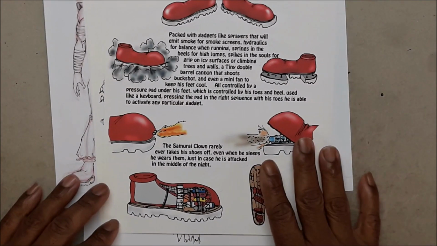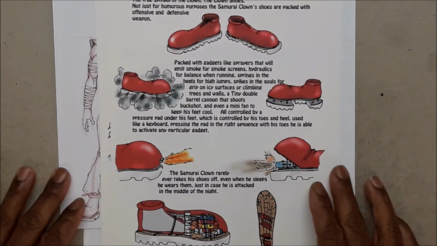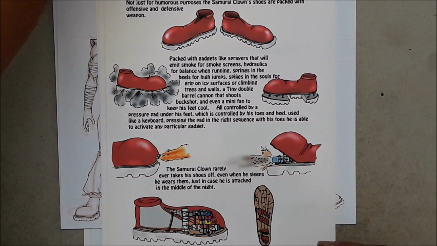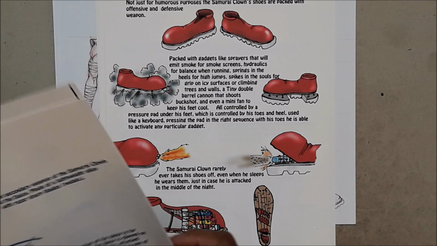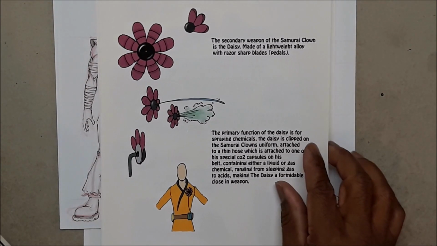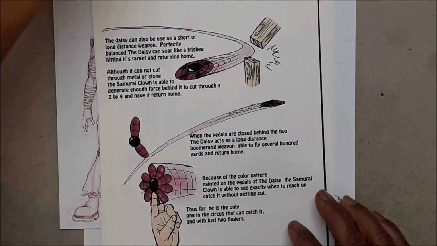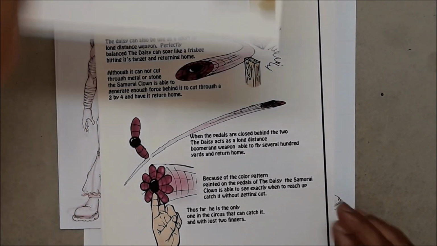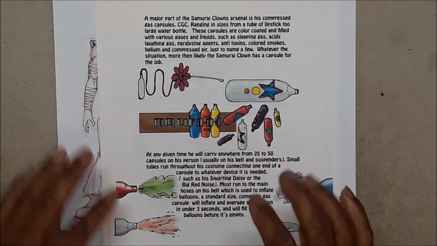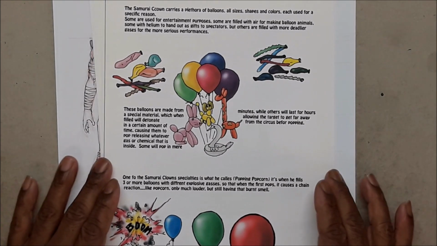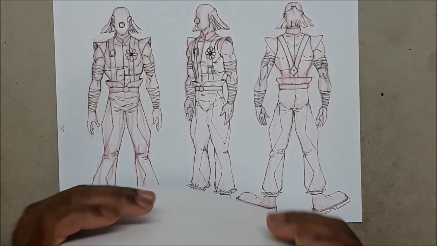His shoes. He never takes his shoes off, so the shoes have a bunch of gadgets to them. The flower, Miss Daisy, has gadgets to it as well. It can turn into a boomerang, or it sprays stuff, or it cuts. And then his capsules, all of these weapons that he has have functionality to them. So you have to do that when you develop your character.